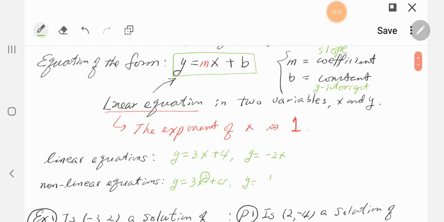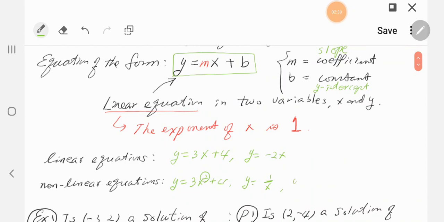How about y is equal to 1 over x? Is this a linear equation? No. This is not a linear equation because x is in the denominator. If we move x to the numerator, the exponent is different. So this is not a linear equation.